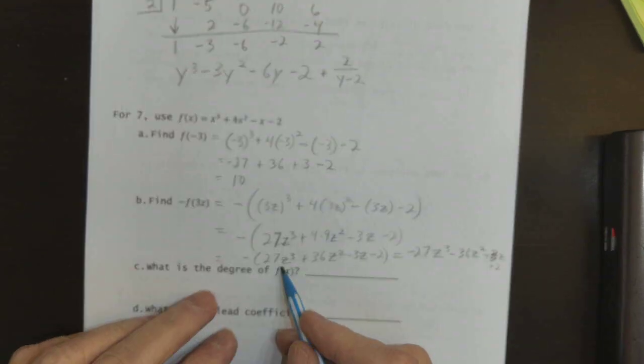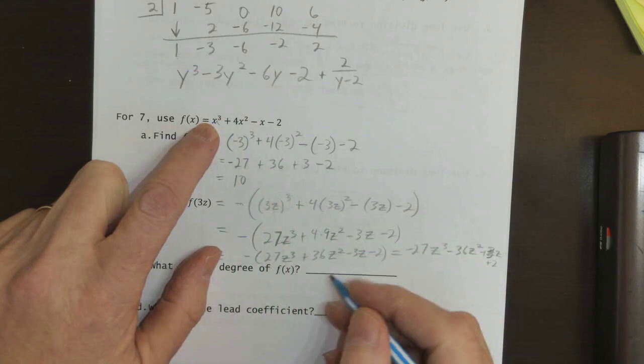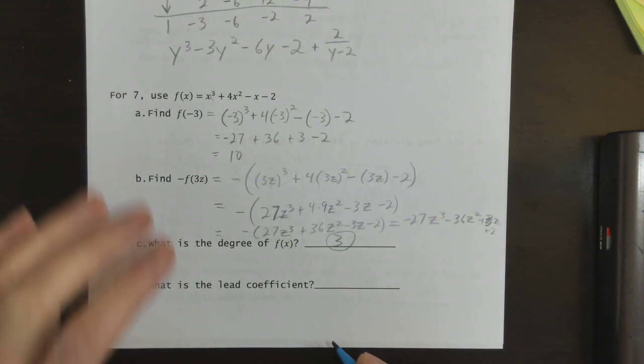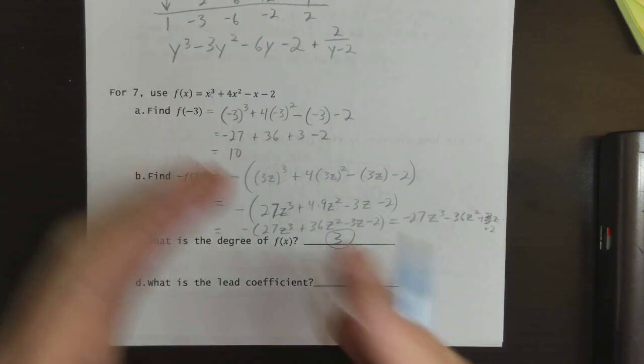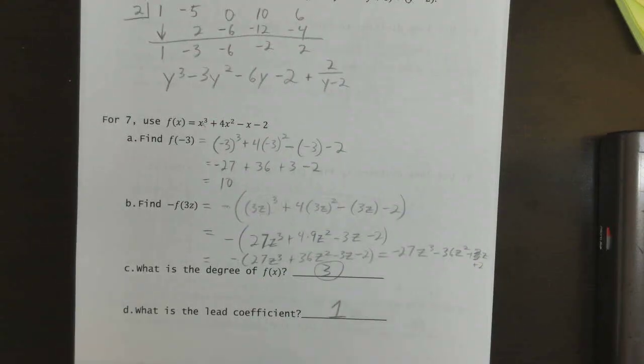Okay. What is the degree of f of x? The degree is the highest power of x. The degree is 3. What is the lead coefficient? It is the coefficient of the first term, x to the third, when they're written in order. The lead coefficient is positive 1.